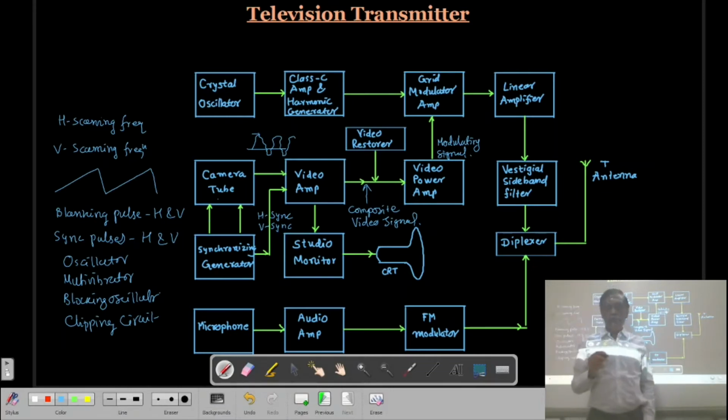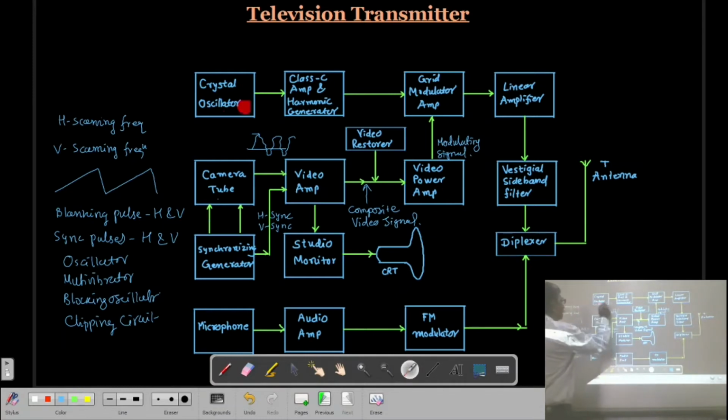Now for the modulation we require one more signal which is called a carrier wave, and the carrier wave will be of a very high frequency. Here the video information is amplitude modulated. This high frequency carrier is generated by the crystal oscillator. The crystal oscillator is a very highly stable oscillator, and that's why crystal oscillators are used for transmission. The frequency is not going to drift with time. That is the main characteristic of the crystal oscillator.